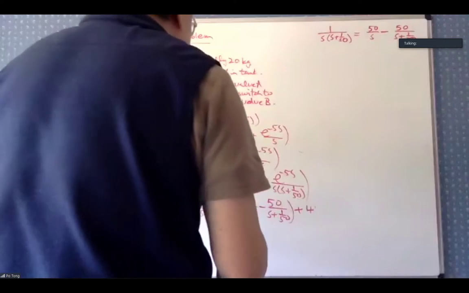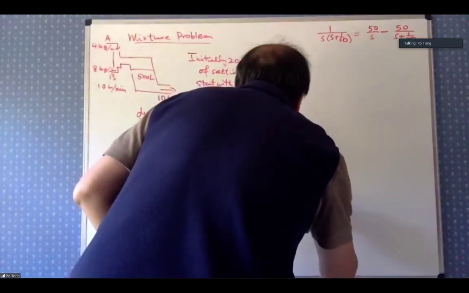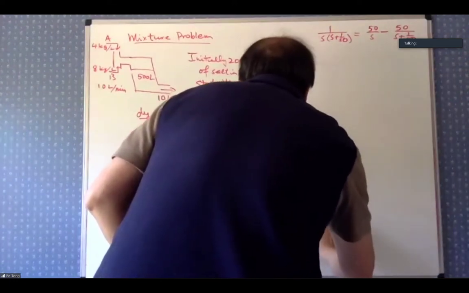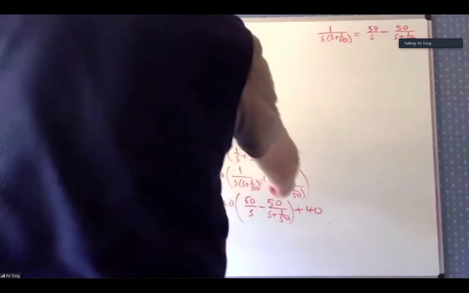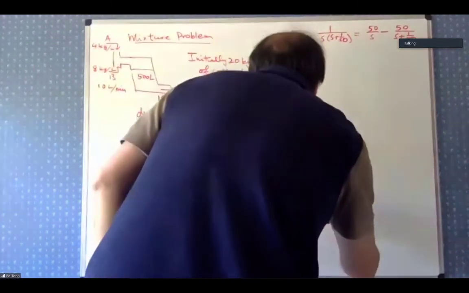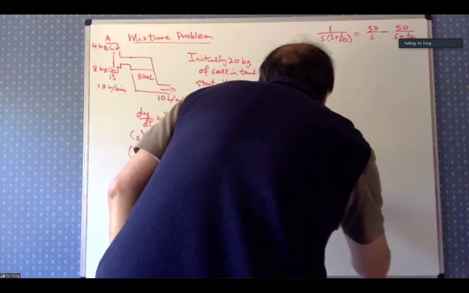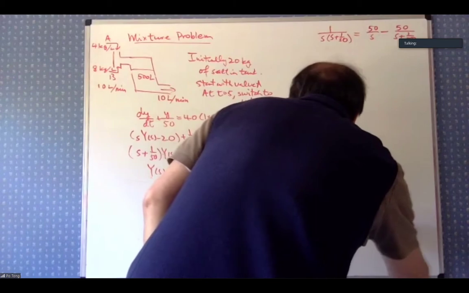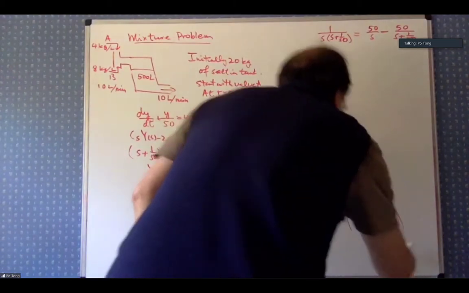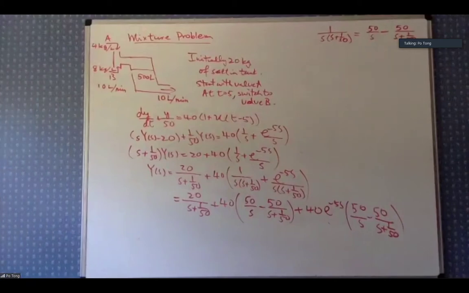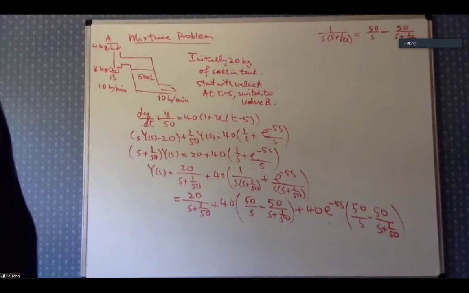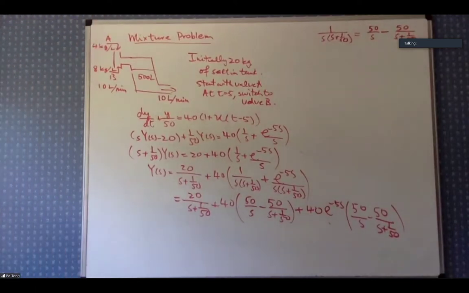So 40 plus 40 e to the power minus 5s, 50 over s minus 50 over s. Okay, I'm really sorry, this thing is just really long. But I think we have it correct there. Are we okay up to here?